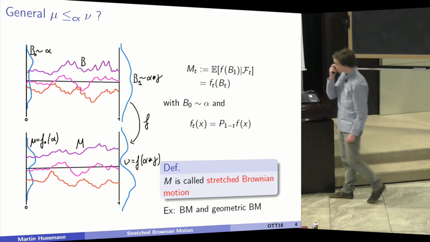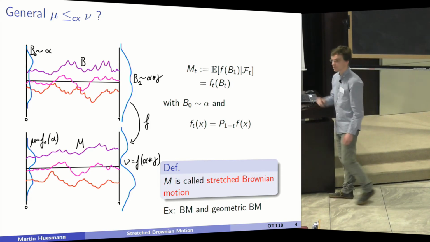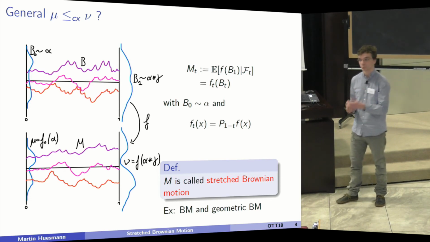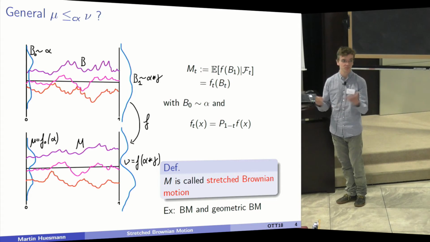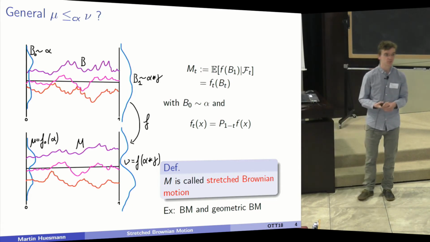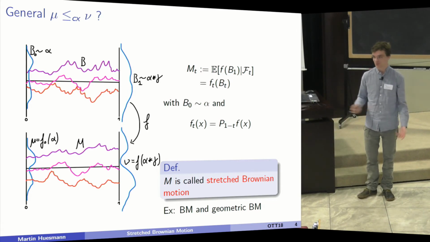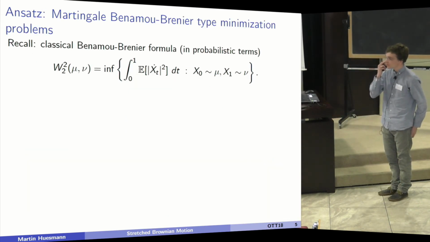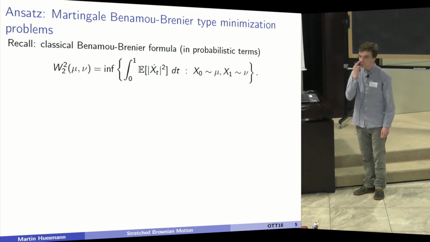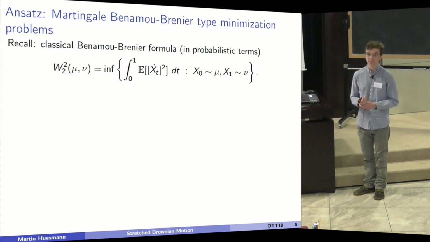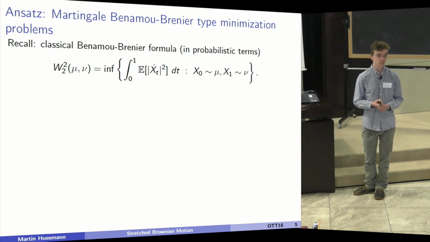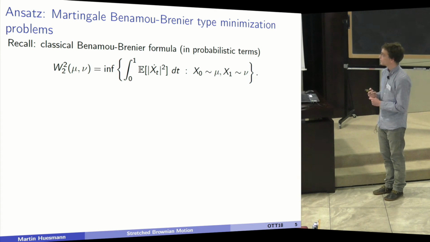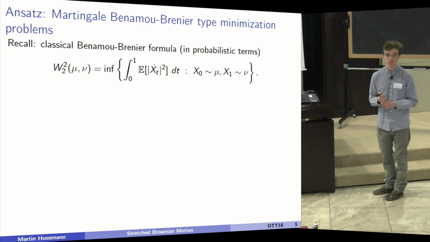Okay, so the question is, how can we actually do this? How can we understand whether it's possible to do this? And well, in this conference, the obvious answer to this question is you should do optimal transport. What we do is we looked at some kind of martingale Benamou-Brenier type problems. So we looked at a whole family of problems, which are inspired by the Benamou-Brenier formulation of the transport problem.